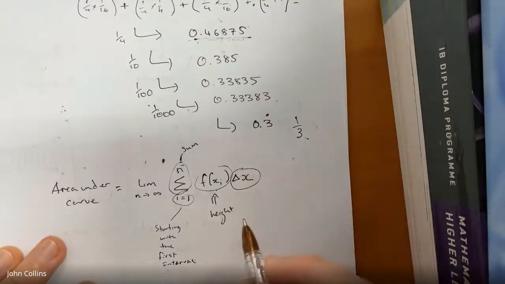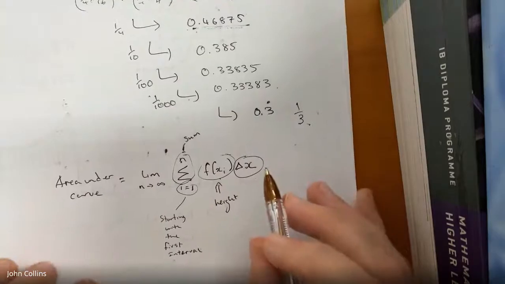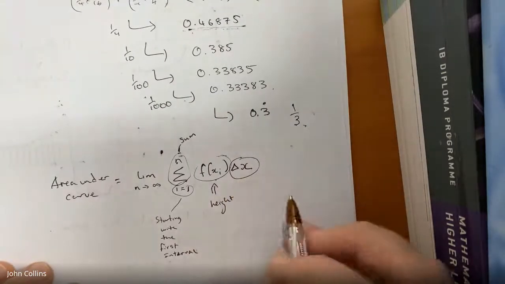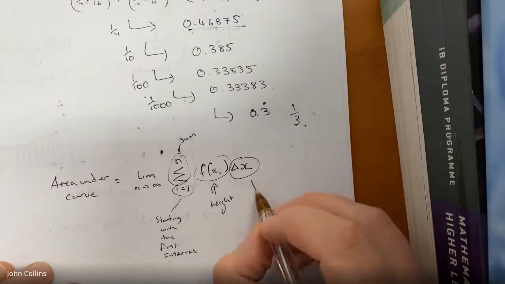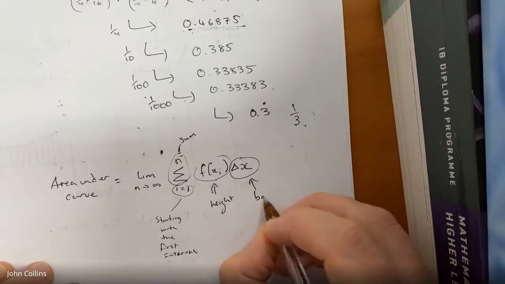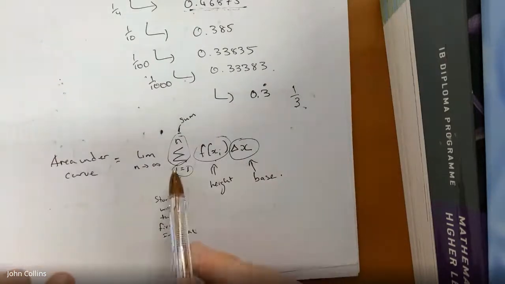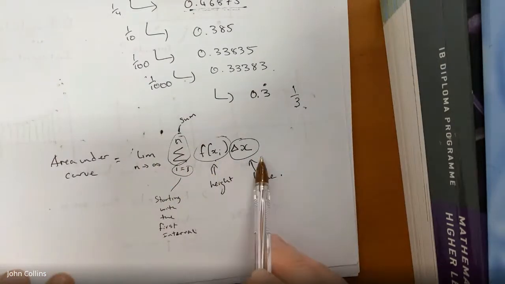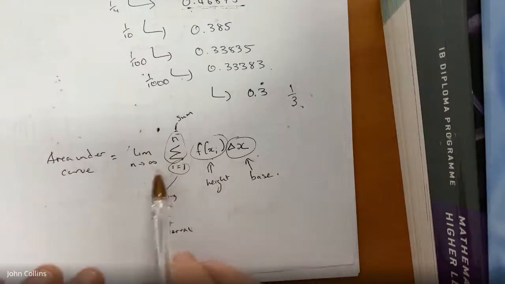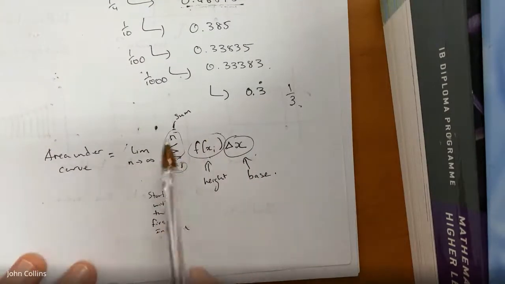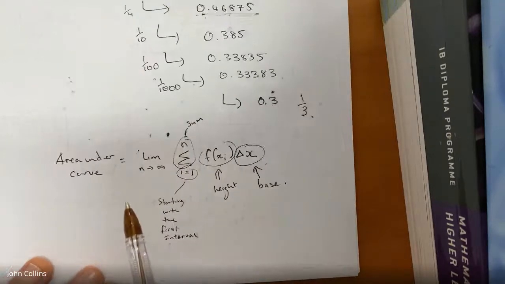And this then is delta x, the base, whatever x has been split up into. So all it's saying really is it's the sum of base times height. Loads and loads of base times heights. And depending how short you make them, that's what n will be.